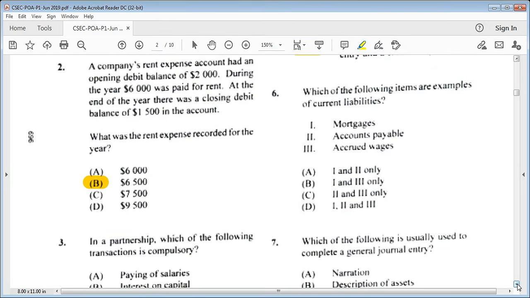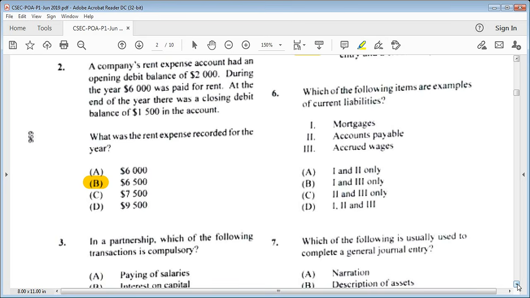Let's go on to number 6. Which of the following items are examples of current liabilities? 1, mortgages. 2, accounts payable. 3, accrued wages. Our answer options are A, 1 and 2 only, B, 1 and 3 only, C, 2 and 3 only, or D, 1, 2 and 3. Well, we know mortgages would be out. So any one of our answers that have 1 would be out. So automatically A and B would be out.